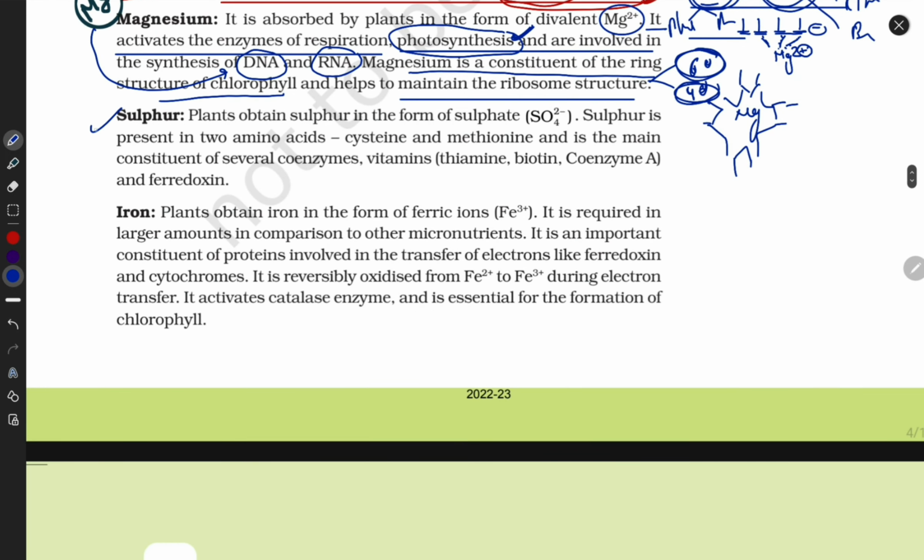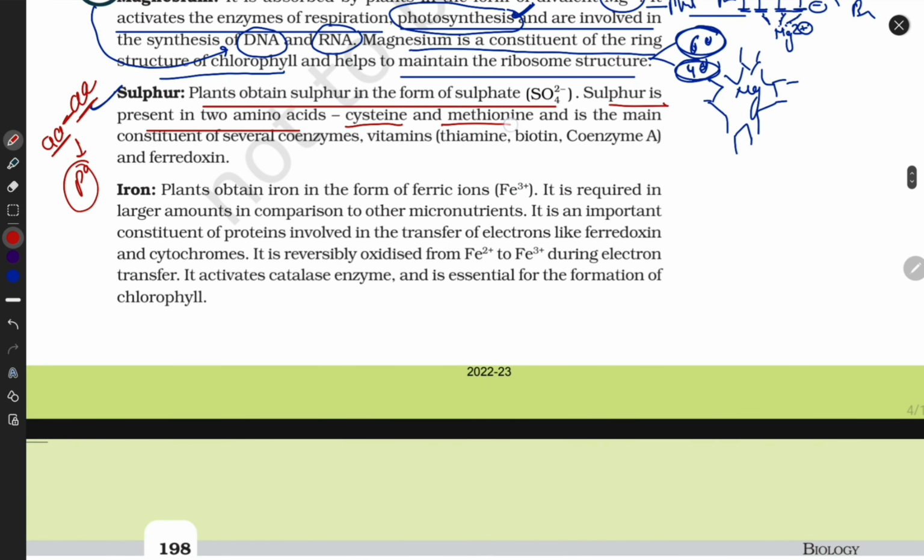Next is sulfur, guys. The plant obtains sulfur in the form of sulfate. Sulfur is present in two amino acids. In future, amino acids make what? Protein. So cysteine and methionine are sulfur-containing amino acids, and their main role is as constituents of several coenzymes and vitamins: thiamine, biotin, coenzyme A, and ferredoxin, which take part in cyclic and non-cyclic photophosphorylation.